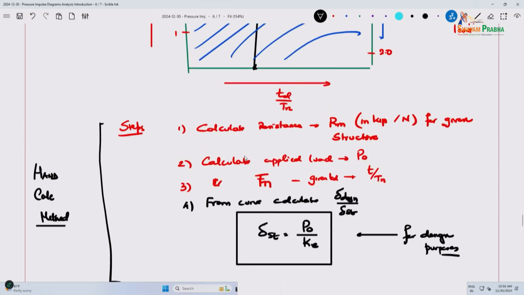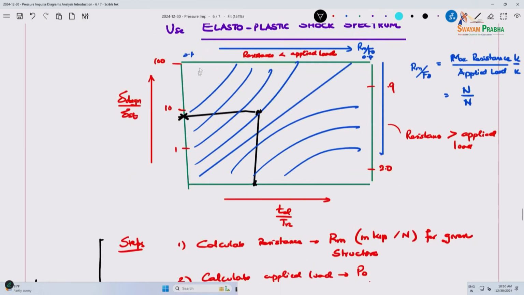Again, from experience, given your RM, applied load, and your resistance, you might find delta dynamic to delta static is 55. That makes sense? I don't know. Right? How do you know? Find some other way to get some numbers and see if that really makes any sense. Any questions again so far?